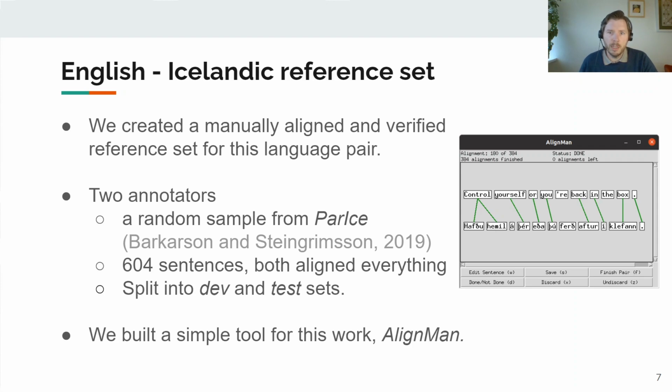So, one slide about the reference set for English-Icelandic. We manually aligned 604 sentences, randomly selected from the Parais corpus, which is a parallel English-Icelandic corpus. Two annotators aligned all sentences and then checked each other's alignments and tried to get to an agreement on things that were different. These sets were split into dev and test sets. The dev set has 220 sentences and the test set has 384, or sentence pairs, of course.